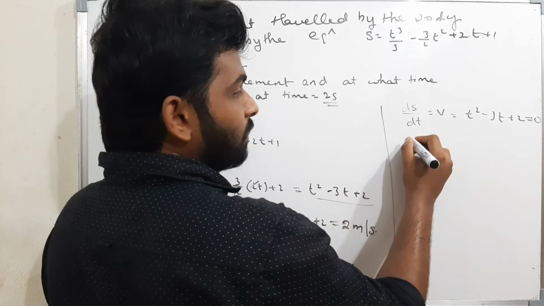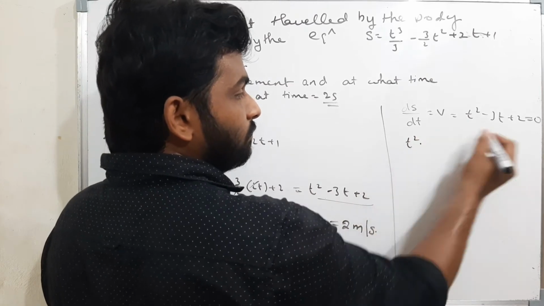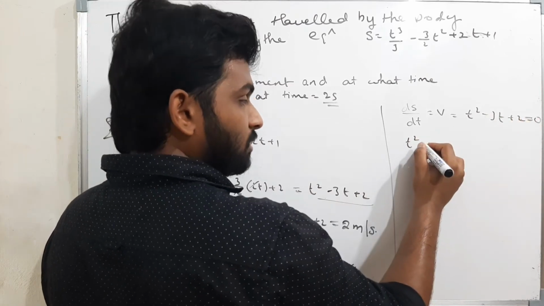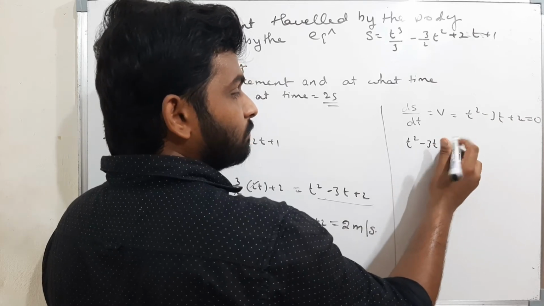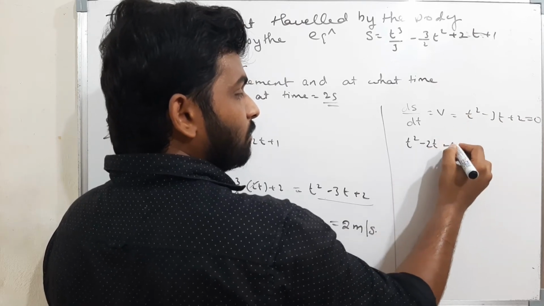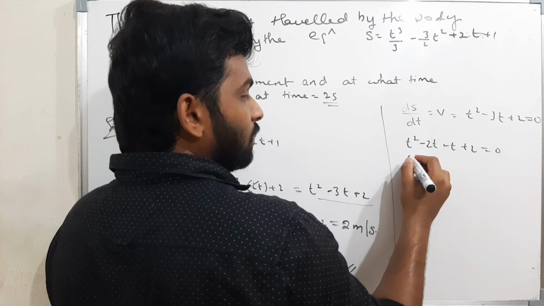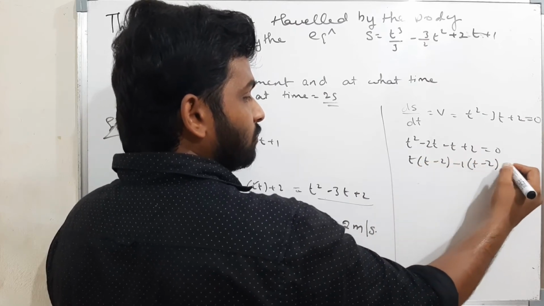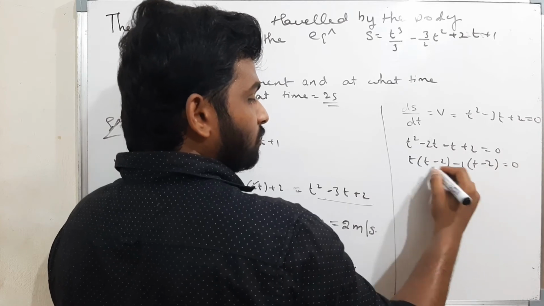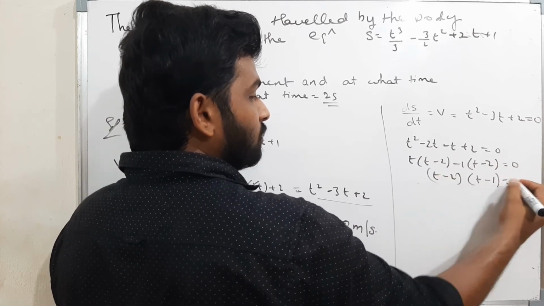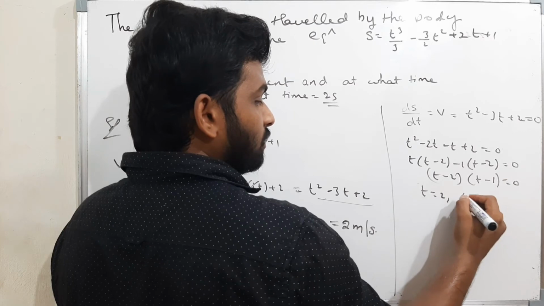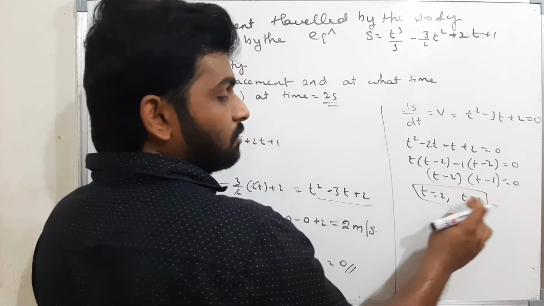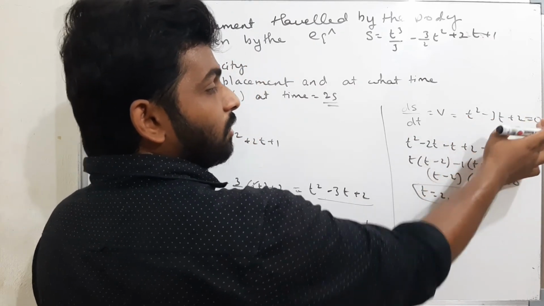What are the roots? t square, 2 into 1. Therefore I am taking it as minus 3t, that is minus 2t minus t plus 2 equal to 0. I am taking t common: t minus 2, minus 1 common, t minus 2 equal to 0. Therefore t minus 2 into t minus 1 equal to 0. Therefore t is equal to 2 and t is equal to 1. These are the roots where this equation becomes 0.